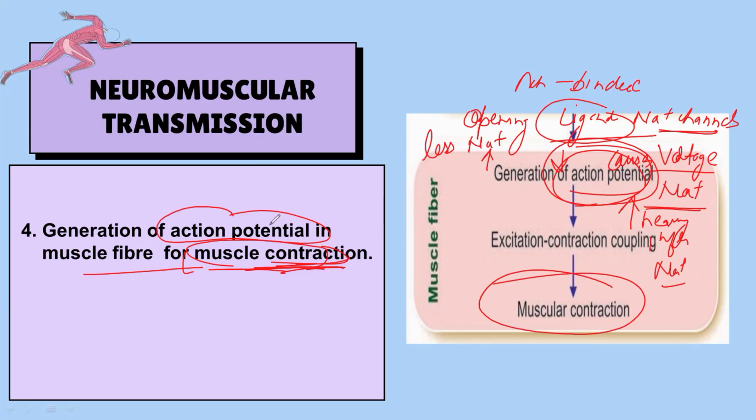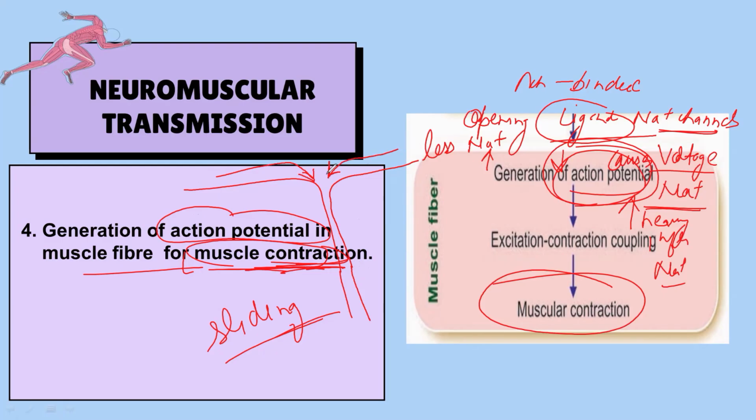In previous classes, we studied the sliding mechanism. When this action potential reaches the T tubules, which are formed by the invagination of the sarcolemma, this one is a T tubule. Here we have invagination of the sarcolemma. So the action potential travels from both sides, enters the T tubules, and spreads very fast through them, reaching the L tubules.